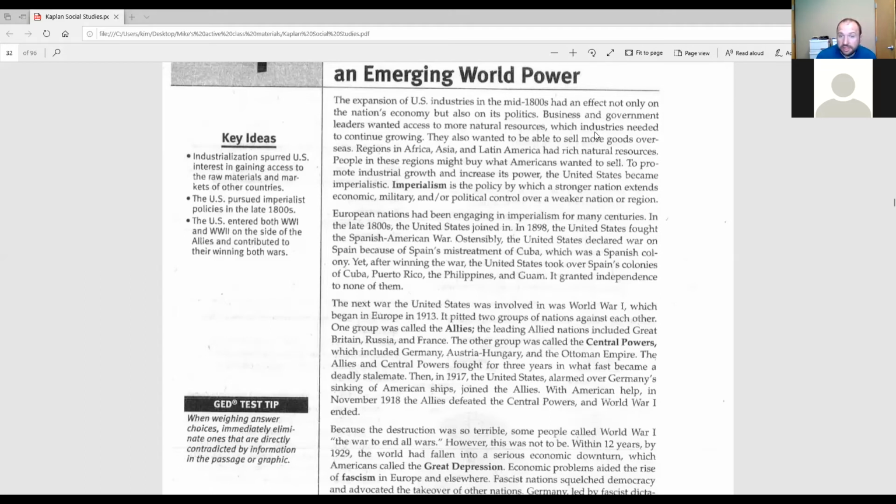But again, the United States goes to war with Spain, essentially over the mistreatment of Cuba, which at the time was a Spanish colony. Okay? So the United States goes to war with Spain and says, we don't like the way you're treating Cuba. We're going to fight on Cuba's behalf and kick you out of Cuba. So what happens? The United States ultimately wins the war, gains control of the Spanish colonies, Cuba, Puerto Rico, the Philippines, and Guam. It didn't grant independence to any of those initially.